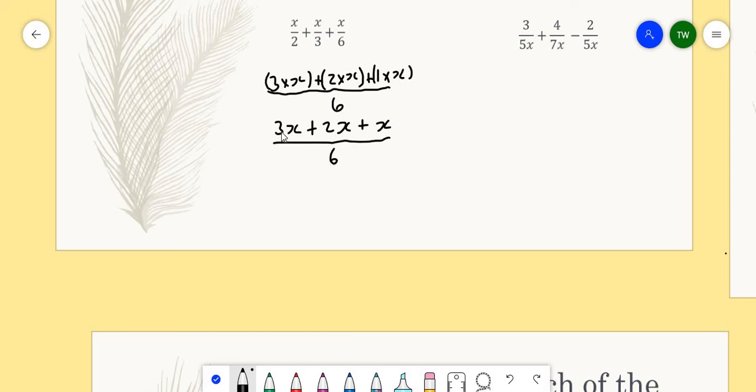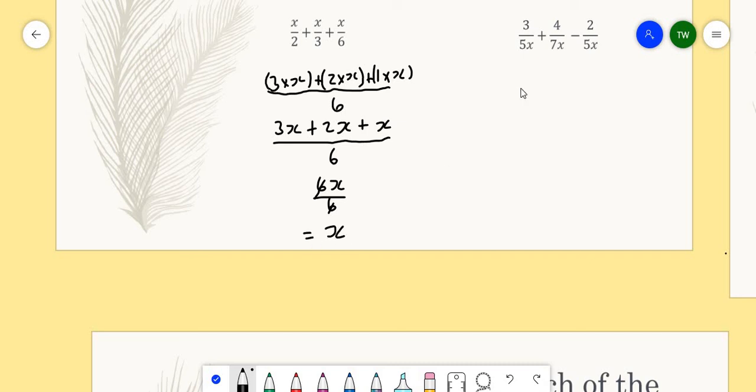Now note that 3x, 2x, and x are like terms. That means they can be combined to give one term. So 2x plus 3x, that's going to give me 5x, plus 1 more x, that's going to give me 6x. So it's going to be 6x over 6. Note that we can divide by 6 here, so we can cancel out the 6. So 6 will cancel out 6 here. So what we're left with is just x. And we're finished.